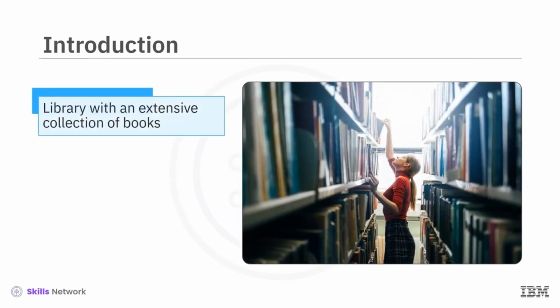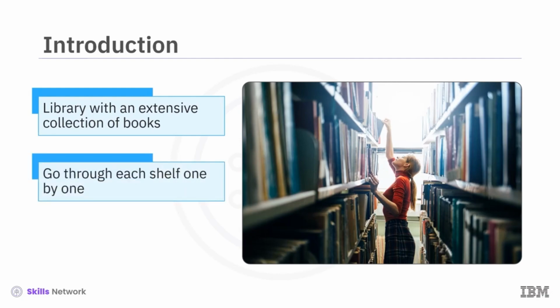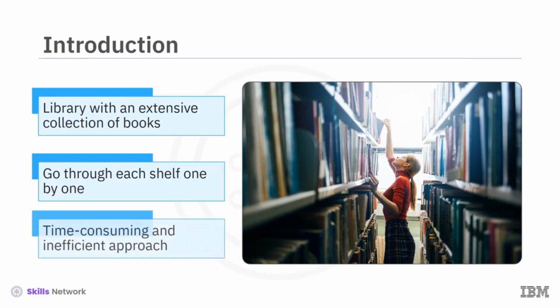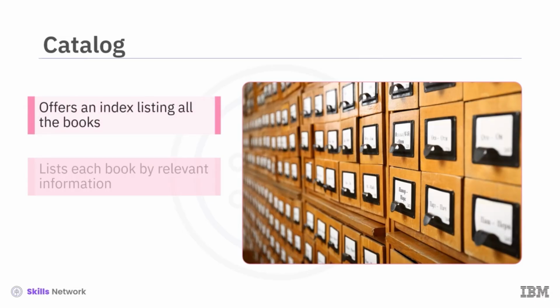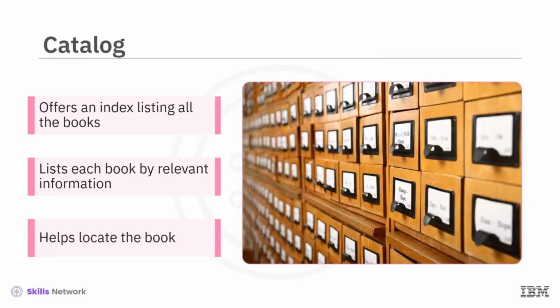Imagine you have a library with a collection of books. If you want to find a specific book, you could go through each shelf individually until you find it. However, this approach can be quite time-consuming and inefficient. A better way to locate the book would be to use the library's catalog. The catalog is an index of all the books in the library, and it lists each book by its title, author, and other relevant information. When you use the catalog to find a book, you navigate through the index to locate its entry.